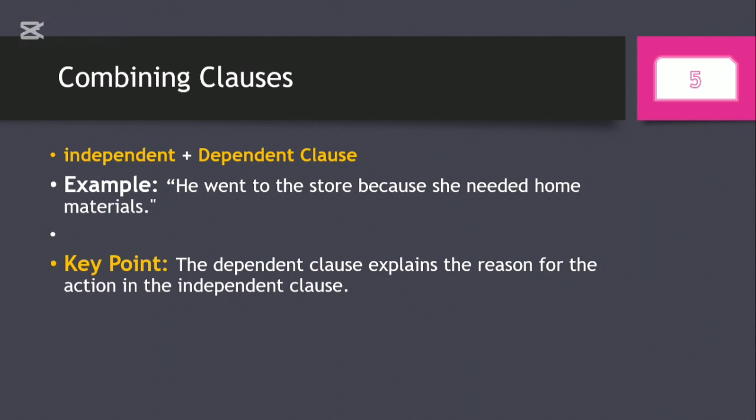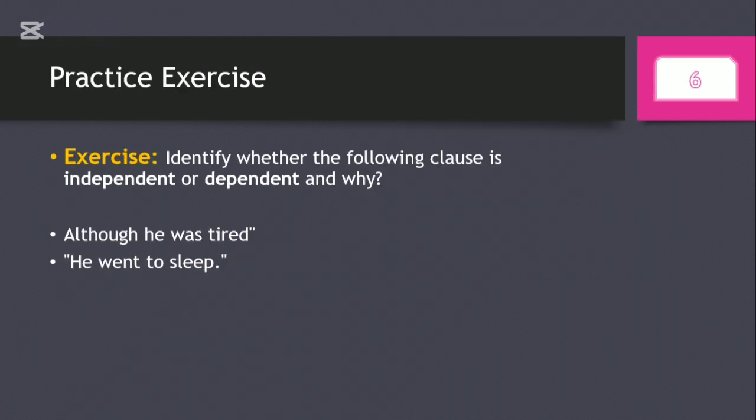Combining classes. How can we combine an independent class plus a dependent class? Example: he went to the store because he needed home materials. The dependent class explains the reason for the action in the independent class. When we want to add a dependent class to an independent class, the dependent class will give the reason for the independent class. For example, she went to the store. For what did she go to the store? Because she needed home materials.